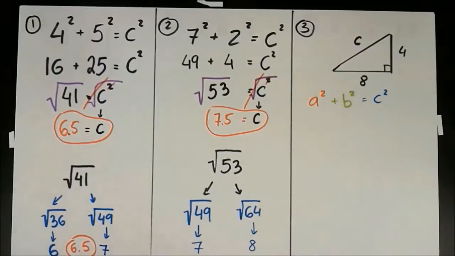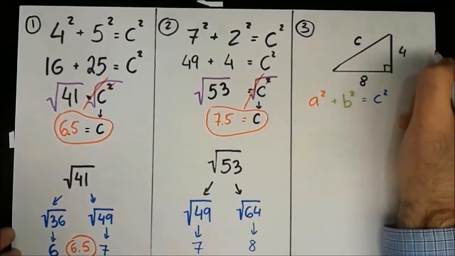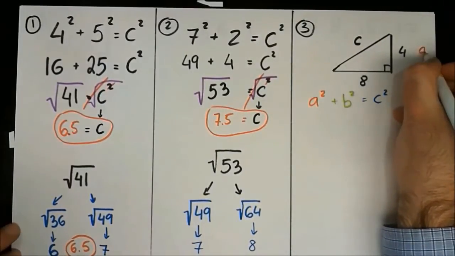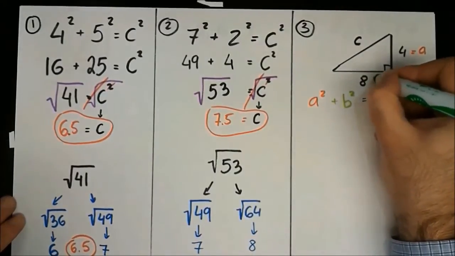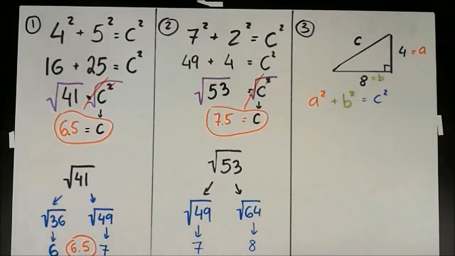Now fortunately we know what a is. What's a? A is the shortest side, 4. What's b? B is that middle side. And of course c is the missing one. So what's my next step? What should I do next?